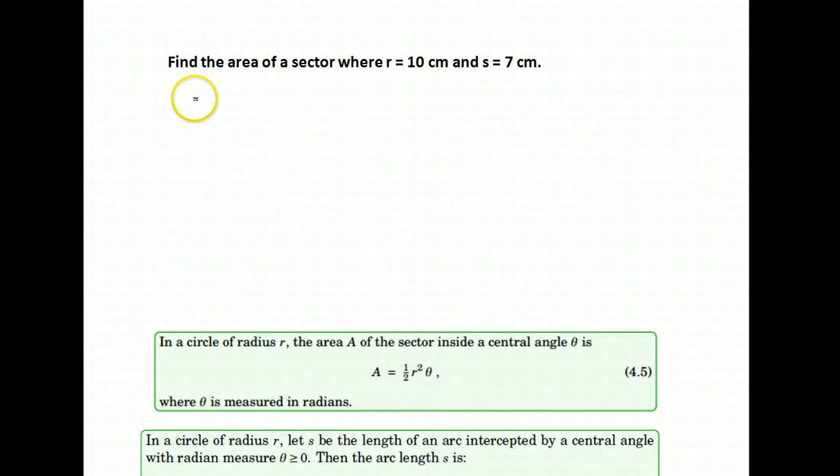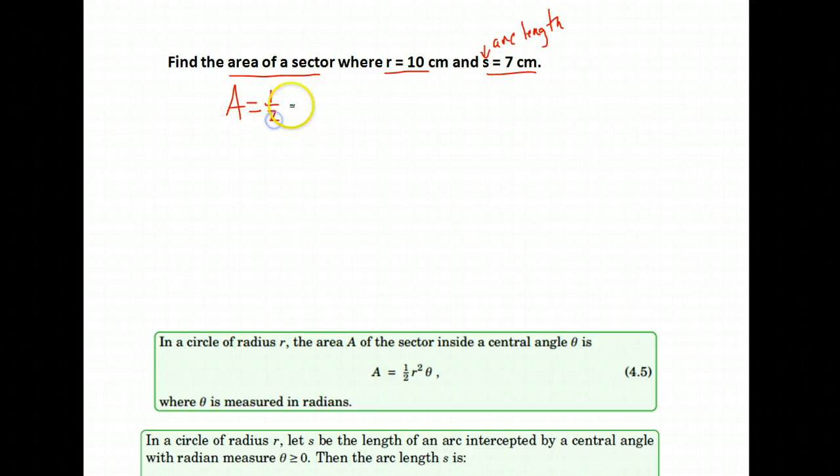All right, here we're still working with the area of a sector of a circle, but our questions are a little bit different. It says find the area of the sector where r is 10 and s is 7. Now s, remember, that's our arc length. So this time they've given us arc length and the radius.